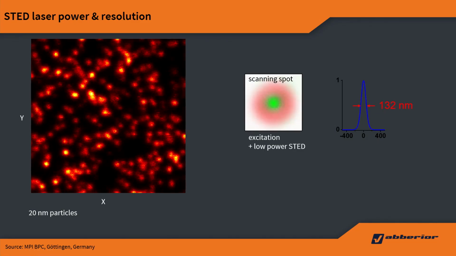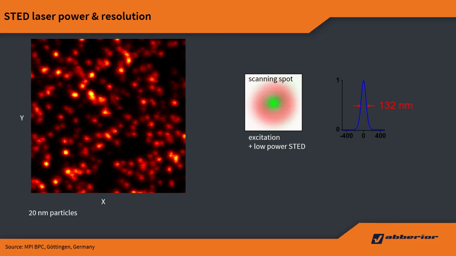If we now add a STED laser and focus this in a donut shape around the normal laser scanning spot, we can use the STED laser to switch off the excited fluorophores in the periphery of the scanning spot. That effectively makes the PSF or scanning spot smaller. And you can see the beads now appear to be around 130 nanometers in size.